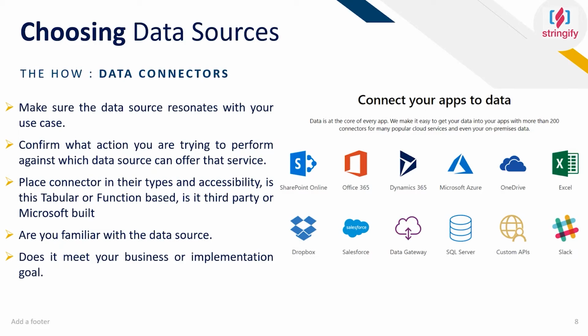Against that data source, I'm trying to perform a send an email action, and I love to use SharePoint. Can SharePoint send an email? No. Can Outlook save tabular information? No. So you need to put those things side by side and analyze. Now, you need to place connectors in their types and accessibility.